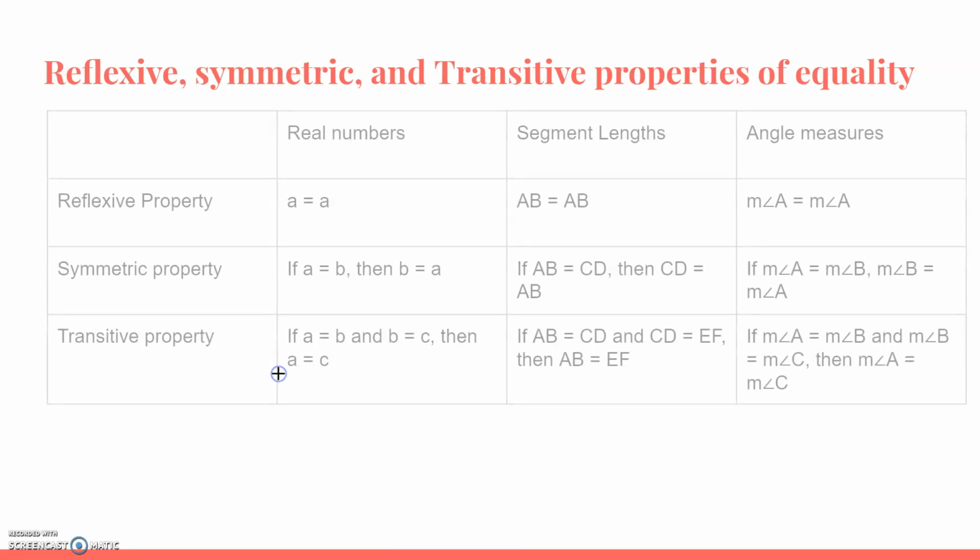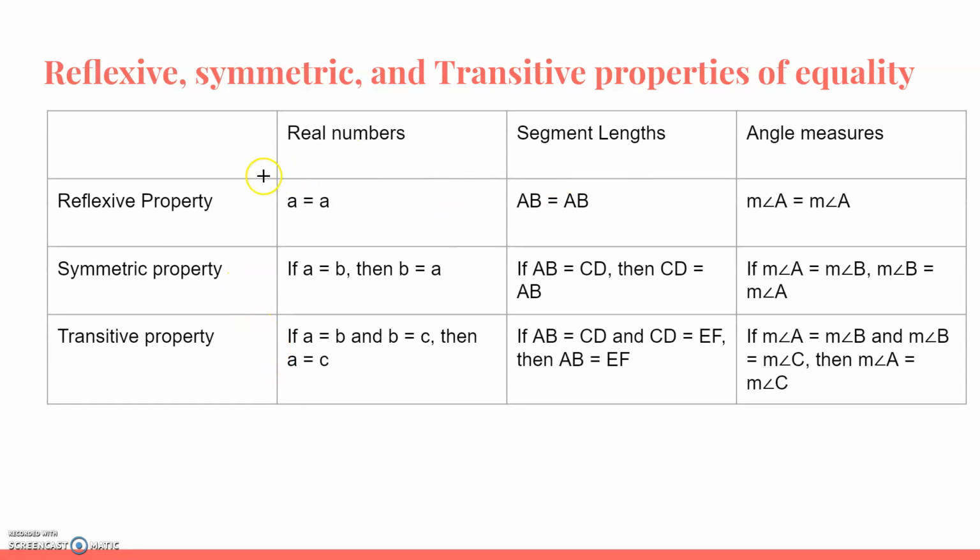Okay, so now coming to our final topic, we're going to be looking at the reflexive, symmetric, and transitive properties of equality. This is not just for real numbers. We're going to have some geometry measures in here too, with angle measures and segment lengths. So for the reflexive property for real numbers, it's just going to be A = A, segment AB = AB, and angle measures, angle A = angle A.